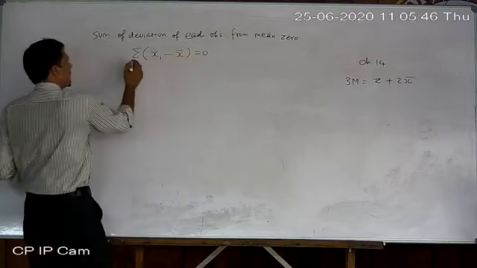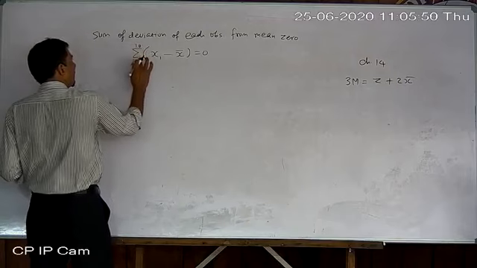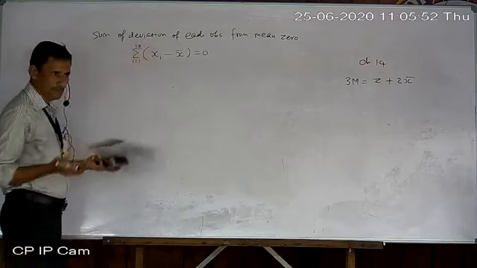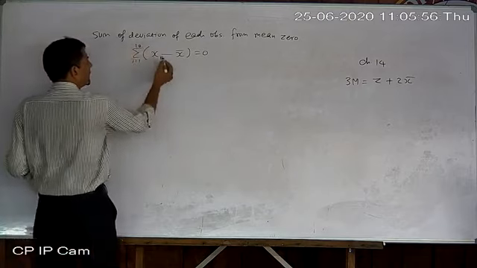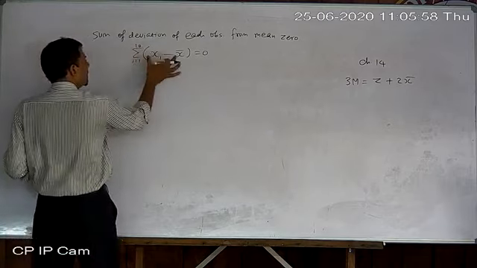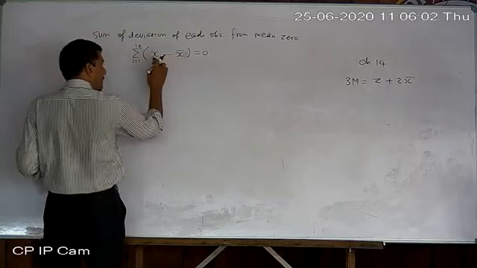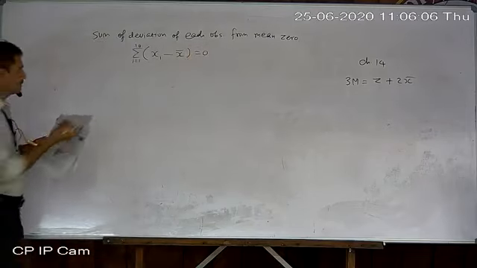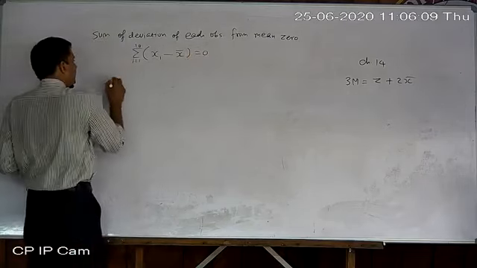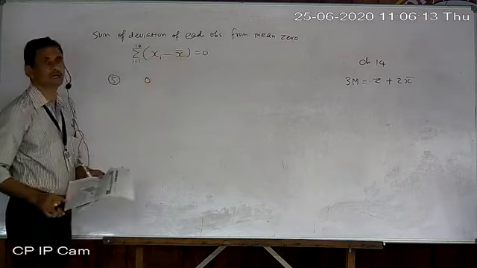If there are 10 observations, then I can write i equal to 1 to 10; if 20, i equal to 1 to 20; if 25 observations, then 1 to 25, but that is not important. So sum of deviation of each observation from mean is 0. So that is one concept. So in number 5, directly the answer will be 0. Why? This only concept is asked.